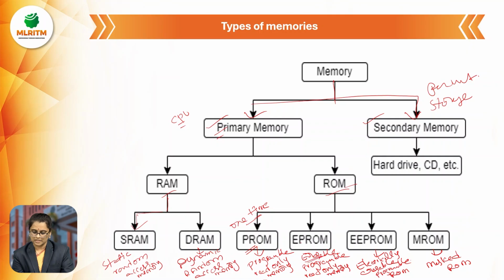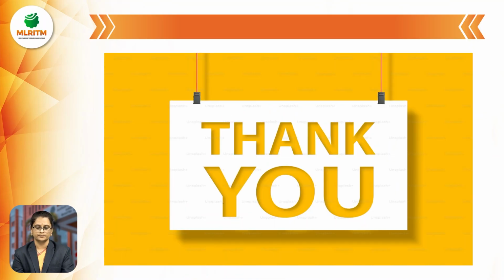Okay, but coming to the EPROM, here we can erase the data and program the data again by using UV light. And then coming to the electrically erasable programmable read-only memory, in this we can erase the data and reprogram the data thousands of times. But in masked ROM, we can't change the data. It is fixed at the time of manufacturing. So this is all about memories in embedded system. Thank you.